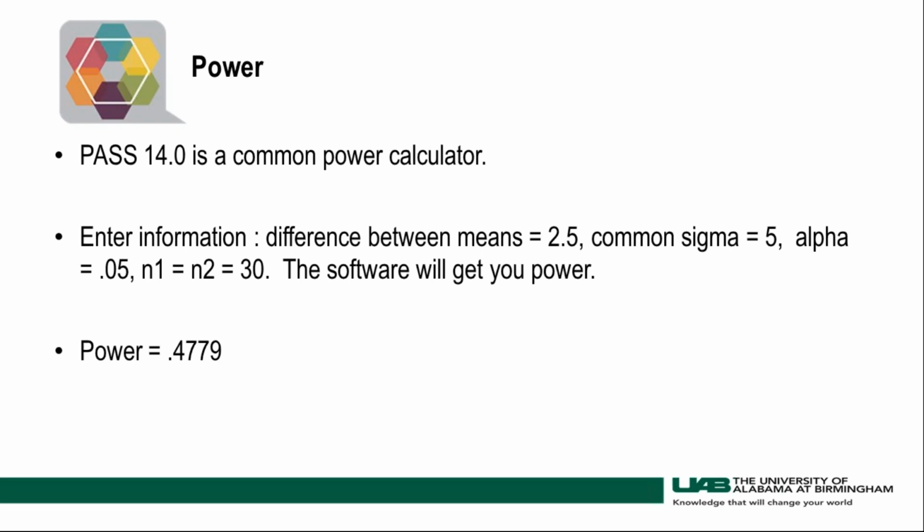Meet with somebody, because I've been in meetings where there were three biostatisticians and three different estimates on the same assumptions, and we had to figure out why they were slightly off from each other. So I come in and put in my difference of means and my common standard deviation. I put all this into the software, and I got a power of 0.4779.